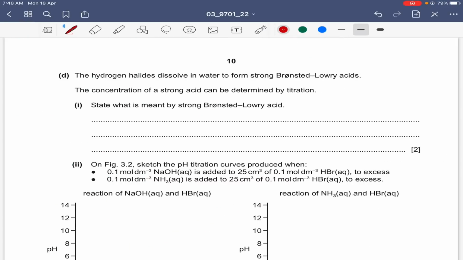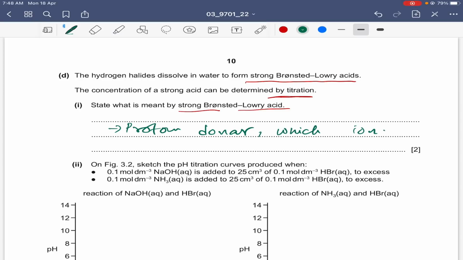Now, the next part of this question: the hydrogen halides dissolve in water to form strong Bronsted-Lowry acids. The concentration of a strong acid can be determined by titration. State what is meant by a strong Bronsted-Lowry acid. So a Bronsted-Lowry acid is a proton donor. During a chemical reaction, if a substance is donating a proton, that means it is a Bronsted-Lowry acid. So a proton donor, and a strong Bronsted-Lowry acid means one which ionizes completely.